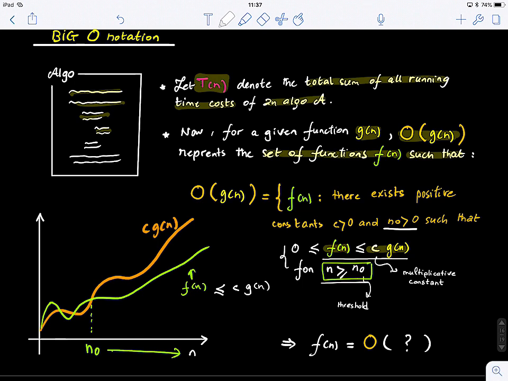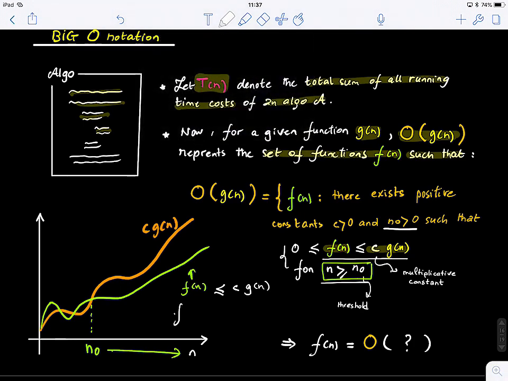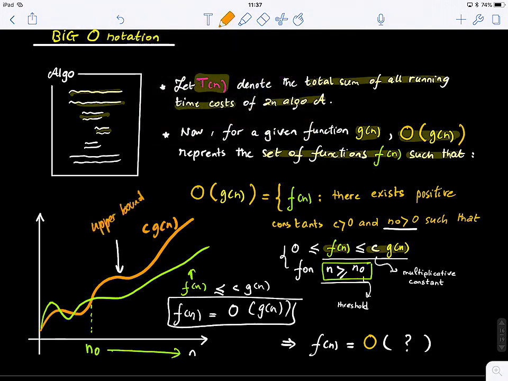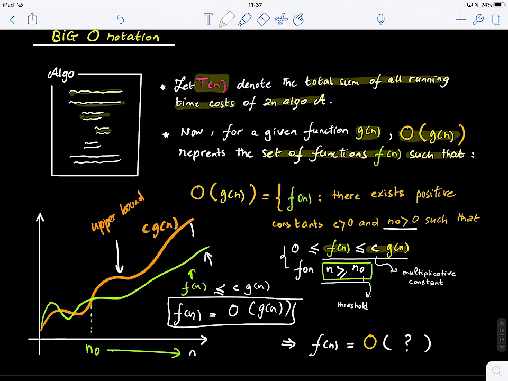So in this case, we say that the function f of n is in the order of g of n. This is what we call the upper bound of this function. It means that if we have the running time of an algorithm and we can bound it by a function that we know, like a quadratic or logarithmic function, we know that our algorithm will always run, in the worst case, close to this one.